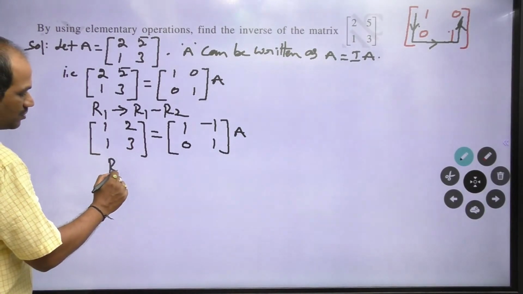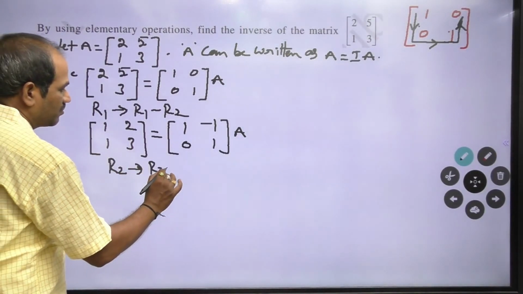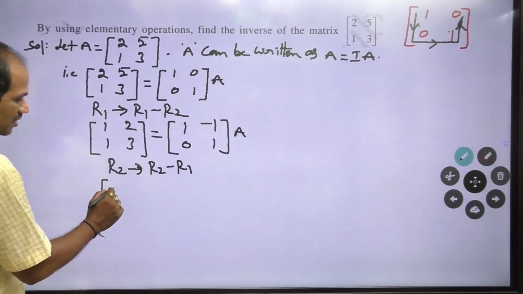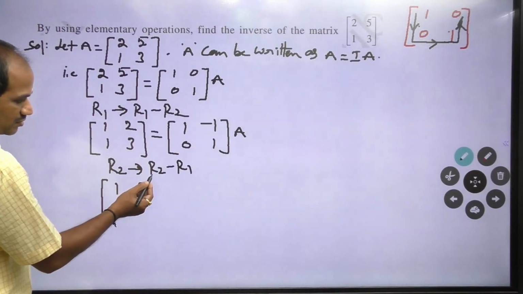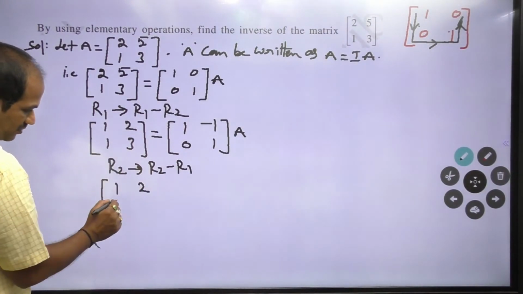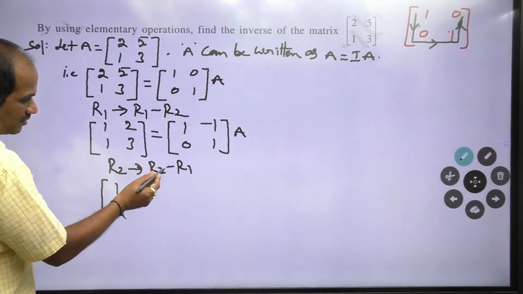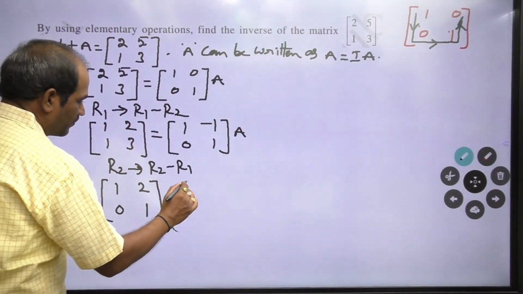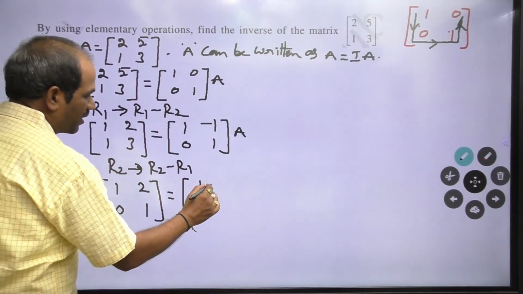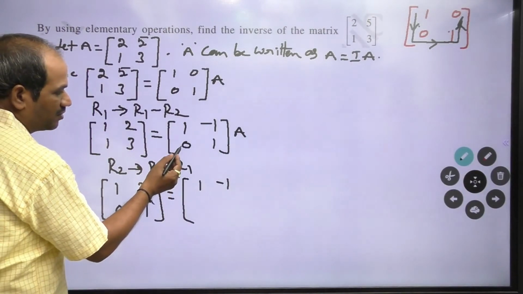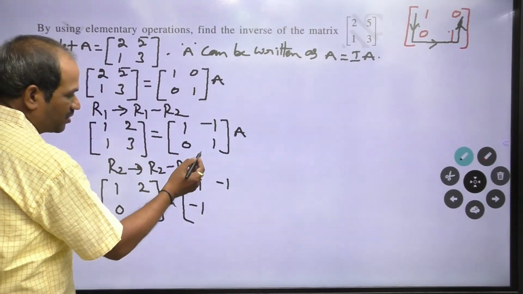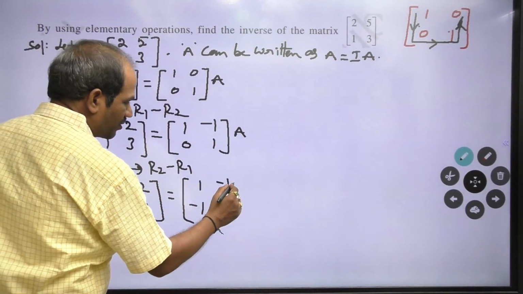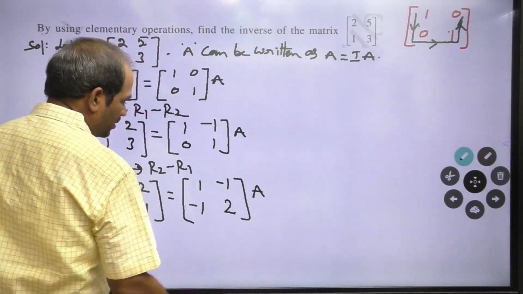R2 goes to R2 minus R1. R1 is the same, 1 2, and R2 is changing, R2 minus R1. 1 minus 1 is 0. R2 value 3, R1 value 2, 3 minus 2 is 1. R1 is the same, 1 2, and R2 changing, 0 minus 1 is minus 1. Next 1 minus into minus plus 1, 1 plus 1 is 2, into A.